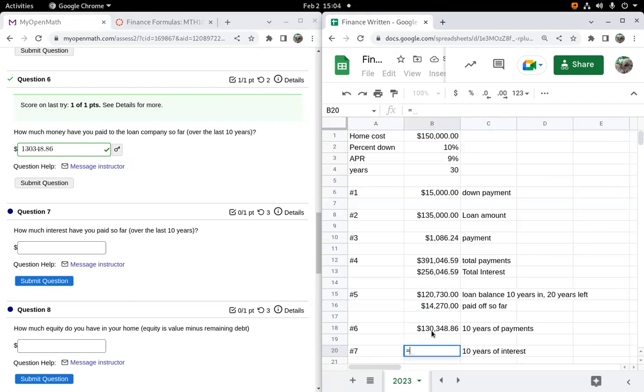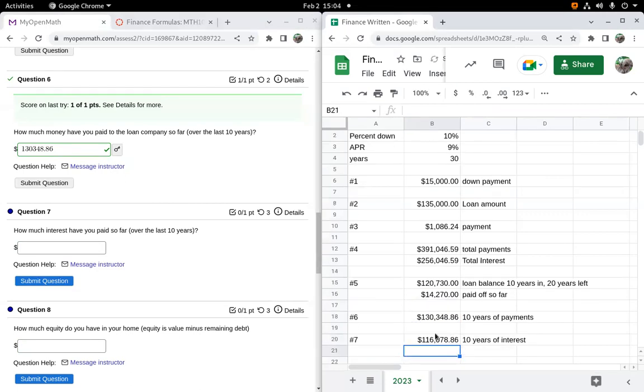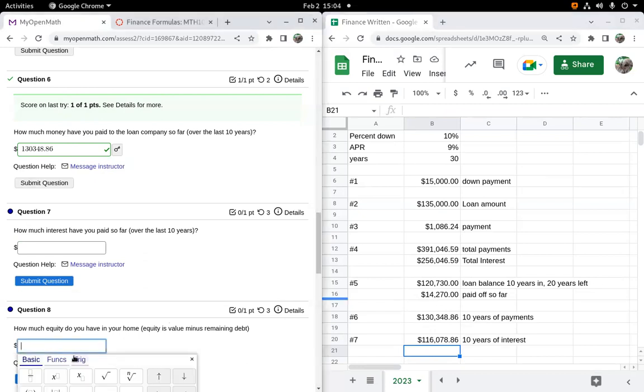And again, I've sent the bank this much money over 10 years. Only this much of it has gone to the balance of my $135,000 that I borrowed. So the difference has got to be what I've paid in interest. So far, I sent the bank 130,000, 116,000 of that went toward interest, and around 14,000 went to pay off my loan at this point in time. And if you're shocked by these numbers, this is the reality of it. It is shocking. So is home ownership. $116,078.86.